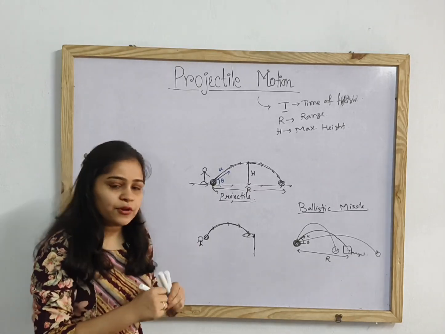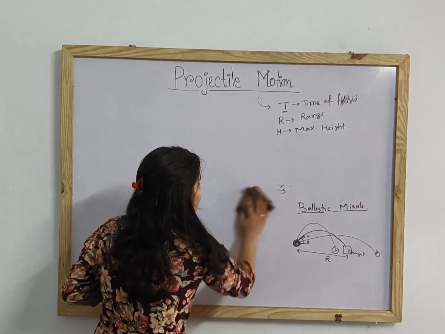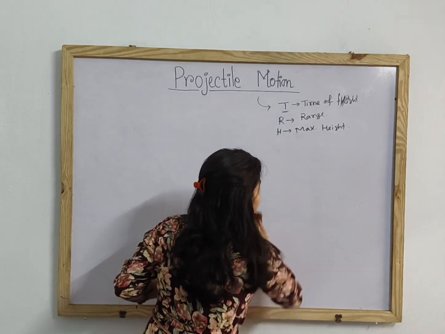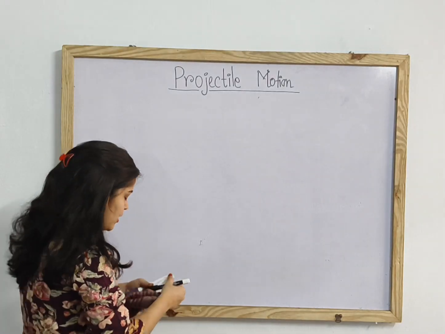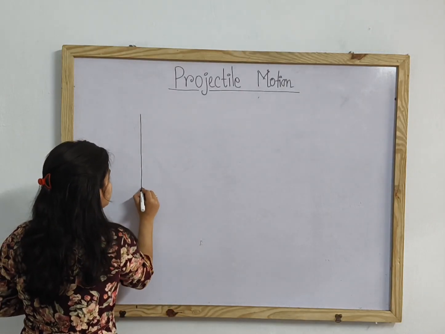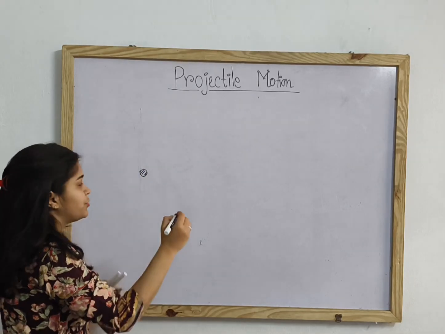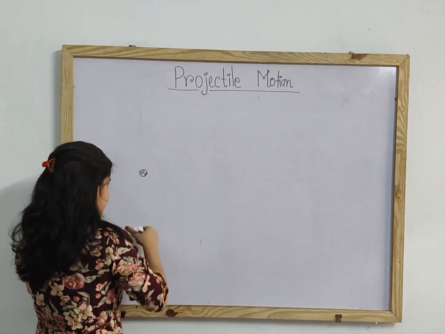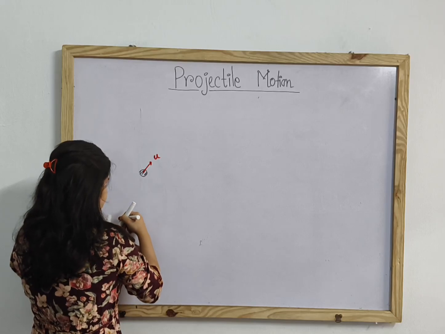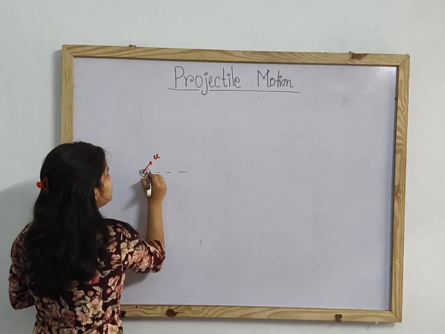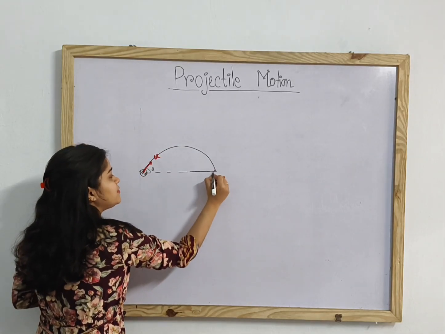Before discussing the formulas for t, r and h, we have to know some important points of projectile motion. So I am going to take an example. Suppose this is your projectile and you are going to throw it, and you have given it a certain initial velocity, u, and the angle, which is your theta initial. After this it will travel like this. This is the final position.